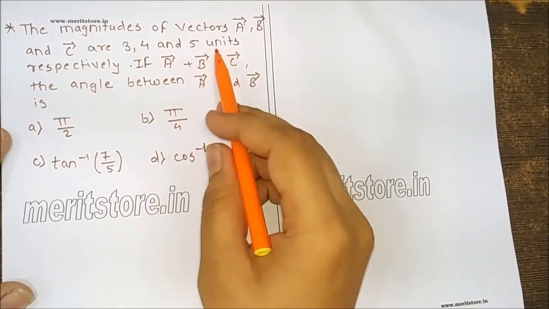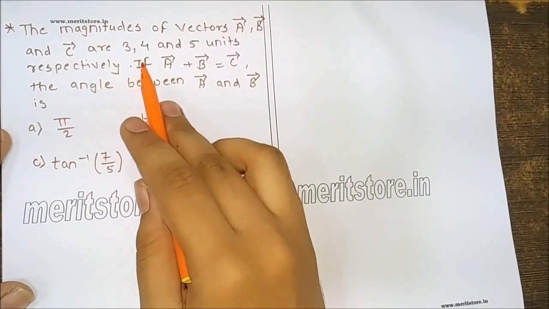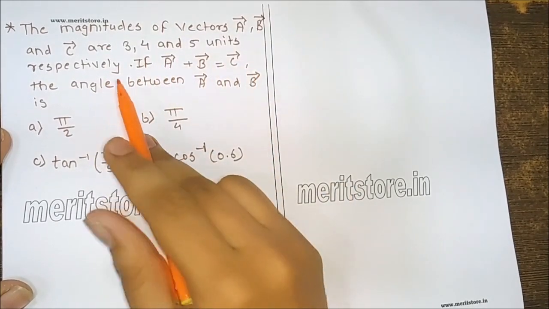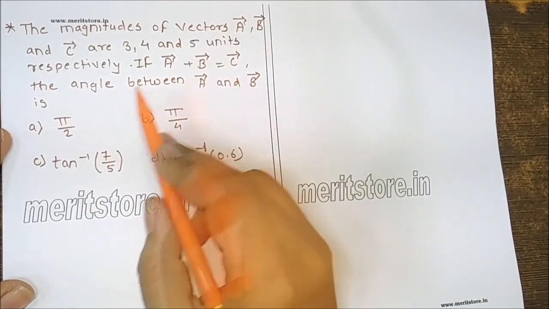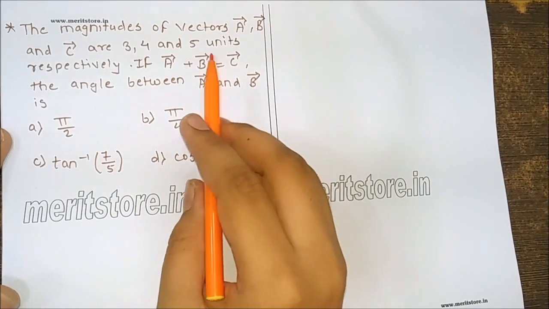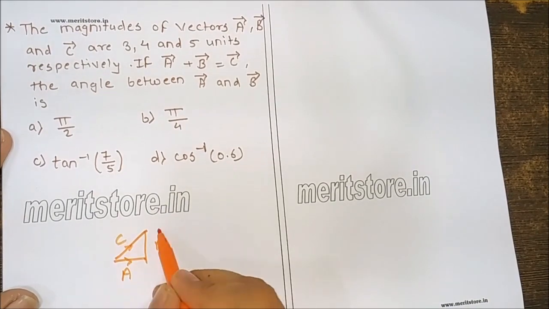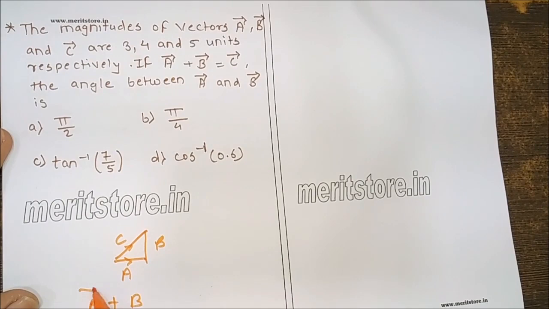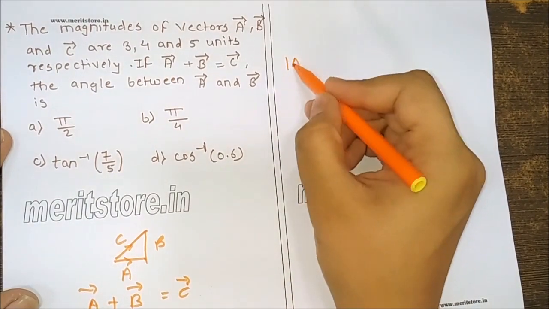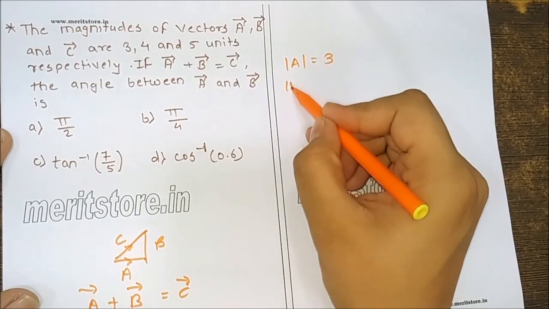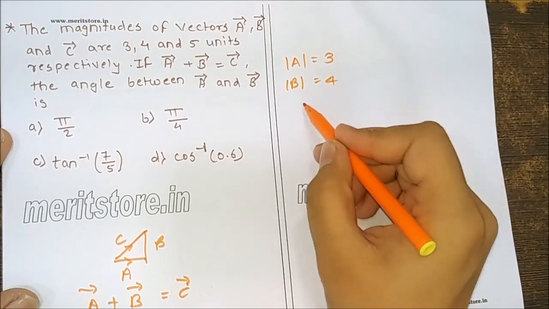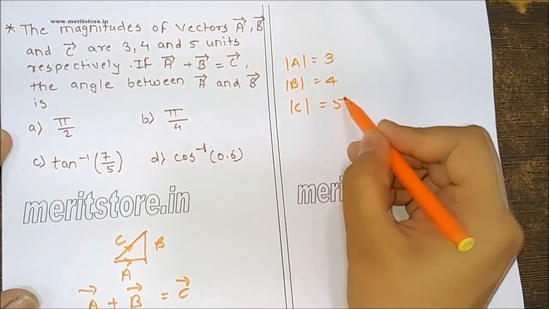The magnitudes of vectors a, b and c are 3, 4 and 5 units respectively. If a plus b is equal to c, the angle between a and b is... Now let us make a figure and understand this question. A, b and c. From the figure we can write a bar plus b bar is equal to c bar. Mod of a is equal to 3, mod of b is equal to 4, mod of c is equal to 5.